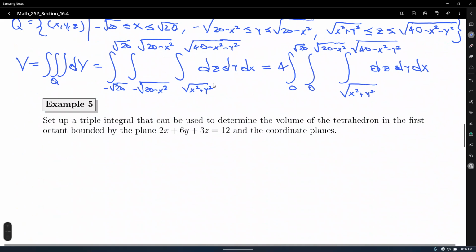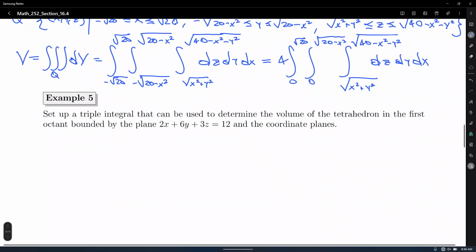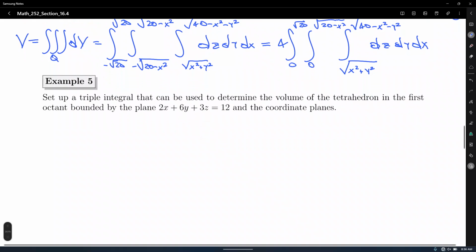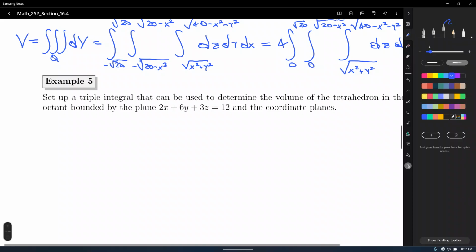Set up a triple integral that can be used to determine the volume of the tetrahedron in the first octant bounded by the plane 2x plus 6y plus 3z equals 12. Okay, I don't have a GeoGebra project for this because the plane is easily plotted using the intercepts. I'm not going to solve for z yet. Let's first plot the plane.